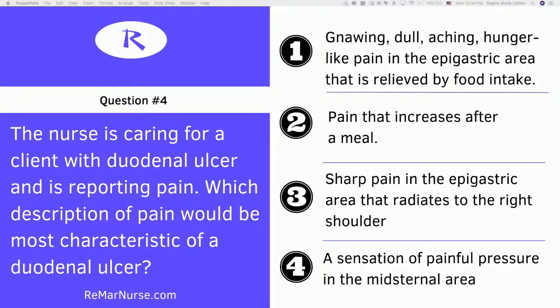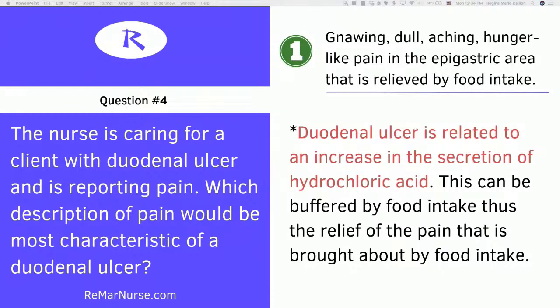What do you say? A lot of people are saying number one. A lot of people are saying number two. And just a few people are thinking it's number three, the sharp pain in the epigastric area. I want you to be 100% sure that number one is more appropriate when we're talking about a duodenal ulcer. And again, you definitely need to know the difference between a duodenal ulcer and a peptic ulcer. Make sure you know that, guys.